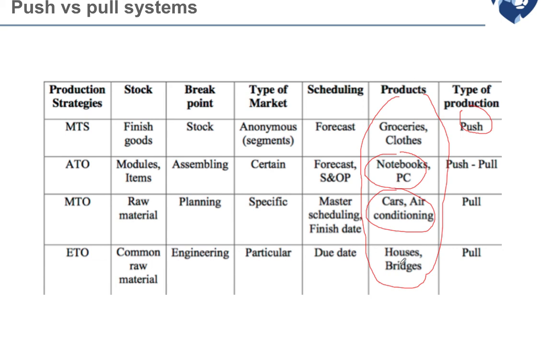Finally, this is quite intuitive, we already talked about that: industries like houses, bridges, and the construction industry, helicopters, aircraft, ships, are made on a pull logic. So when the customer order arrives, I start executing from scratch all the activities from engineering to final assembly in order to satisfy in full the request coming from the customer.